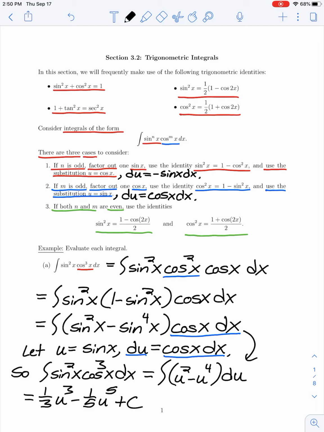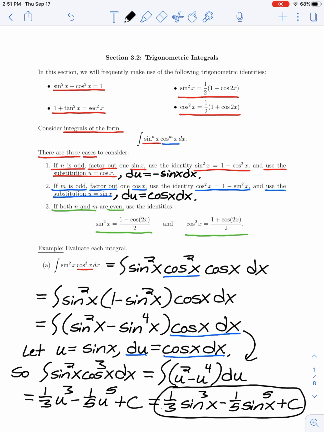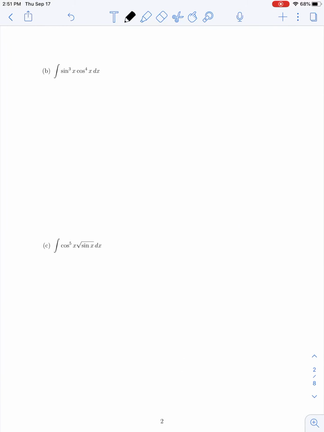or substituting u, which was sine x, back into my answer, I have 1/3 sine x cubed minus 1/5 sine x to the 5th plus an arbitrary constant c. So this illustrates how that method is going to work. The general idea is to try to manipulate our integrand, making use of trig identities, so that I can put it in the form where a substitution would be appropriate. So let's look at another example.